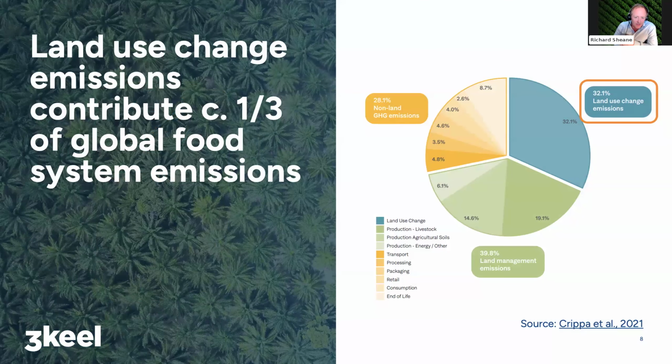So onto my bit. As many of you are probably aware, land use change is a major source of emissions, especially within the food system. This is some research from a few years ago. Very broadly speaking, a third of food system impacts are relating to land use change, a third from other land management type emissions, and then a third from non-land emissions. So it's a really critical part of the overall impact of the food system globally.